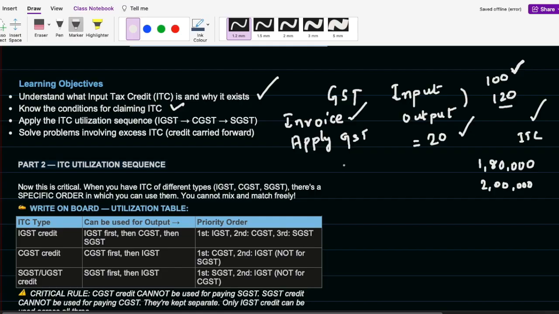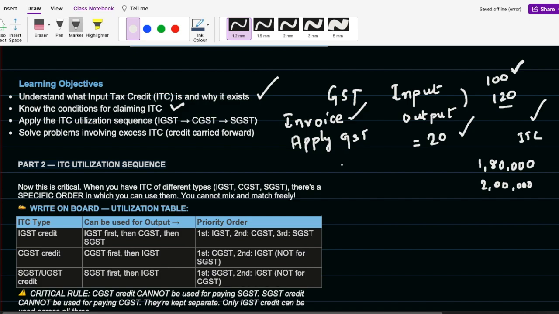So a dealer registered under composition scheme cannot claim ITC. Okay, this is one more important thing. A dealer registered under composition scheme cannot claim ITC. This may come in your MCQs. Fine. So let's discuss the sequence.